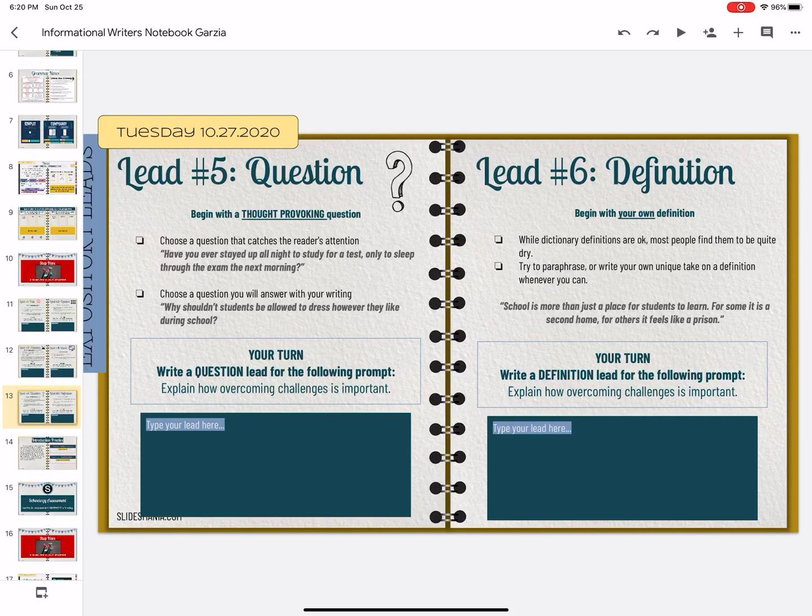So you're going to write a definition for the following prompt. A definition lead. So how would you start off your essay using a definition? And the prompt is, of course, explain how overcoming challenges is important.